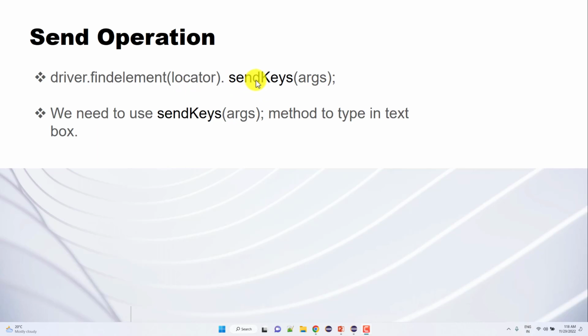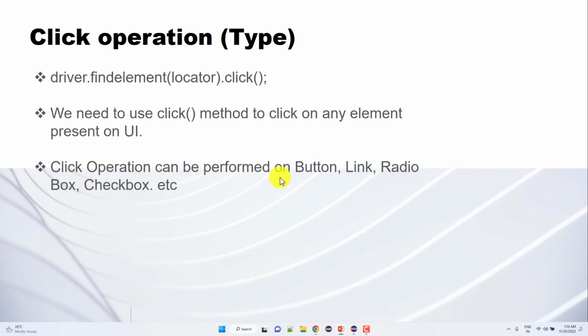So we need to use sendKeys and an argument. The argument is the text that we want to type. For example, if you want to type a mobile number, then you need to pass the mobile number inside the sendKeys brackets. And let's see the click operation.